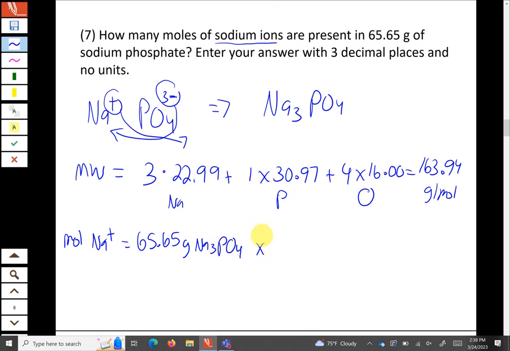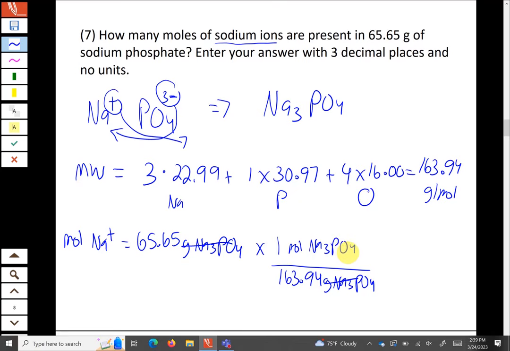So as a first step, we can convert that into moles of the compound itself using this formula mass, this molar mass that we just calculated. So 1 mole of Na3PO4 has a mass of 163.94 grams. That's what we just calculated above. We're going to put that in the bottom because we want grams to cancel out. So that's going to cancel out. That gets us, though, into moles of the compound.